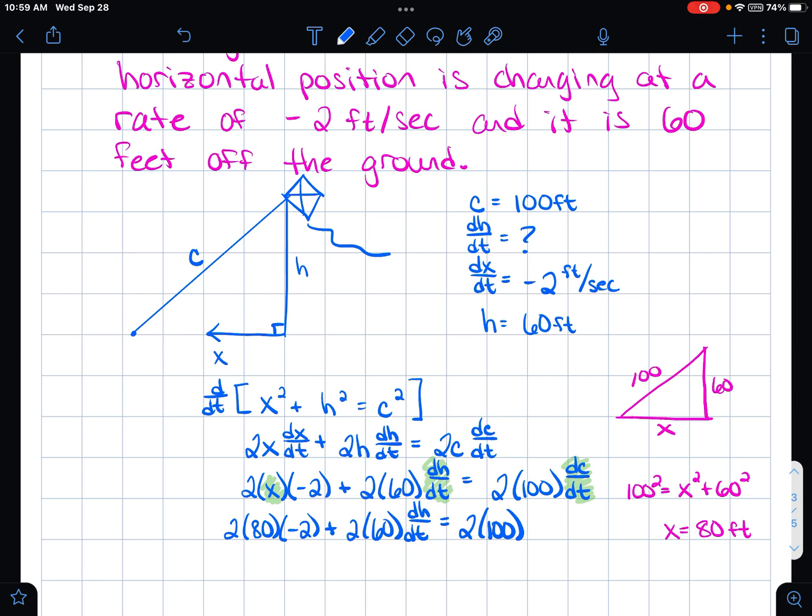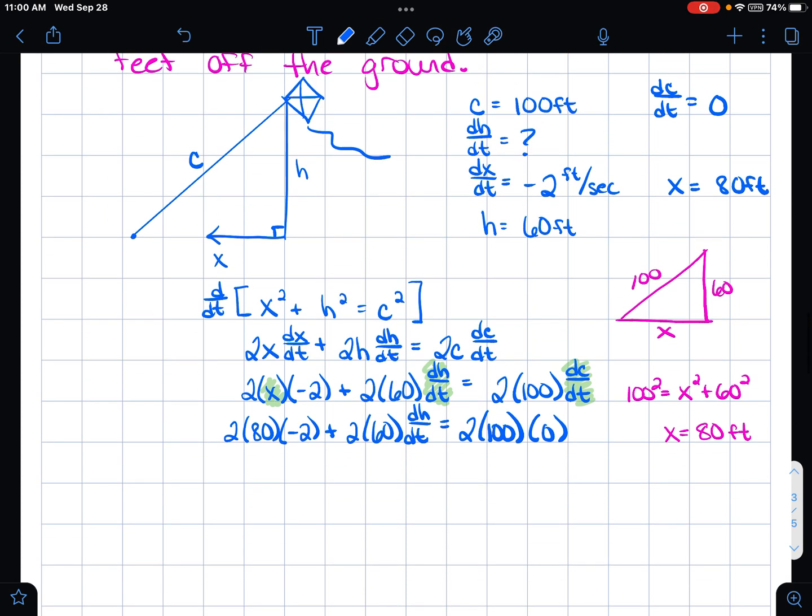In other words, how is the string that's holding the kite changing? Well, this string is a constant. The string is 100 feet. The string will always be 100 feet until we start reeling the kite back in, but that's not what we're talking about right now. We're talking about this string being 100 feet and the kite flying in the air. So dc dt, even though it didn't tell us, is 0 because the string is a constant length. And we found x is 80 feet at this moment in time.